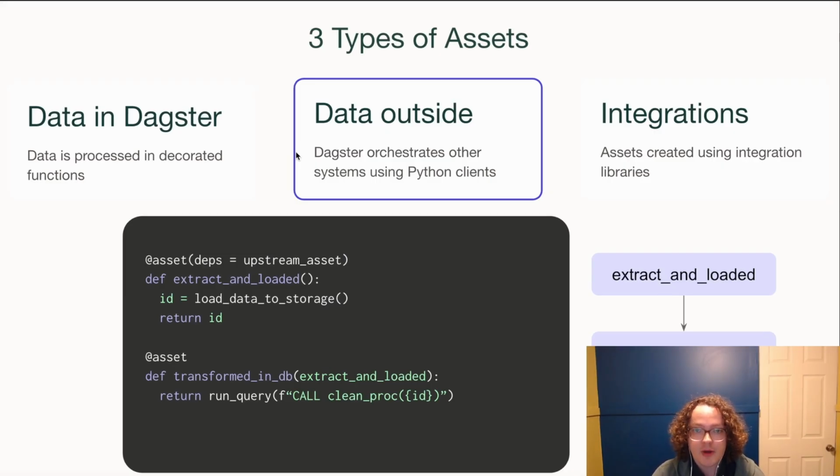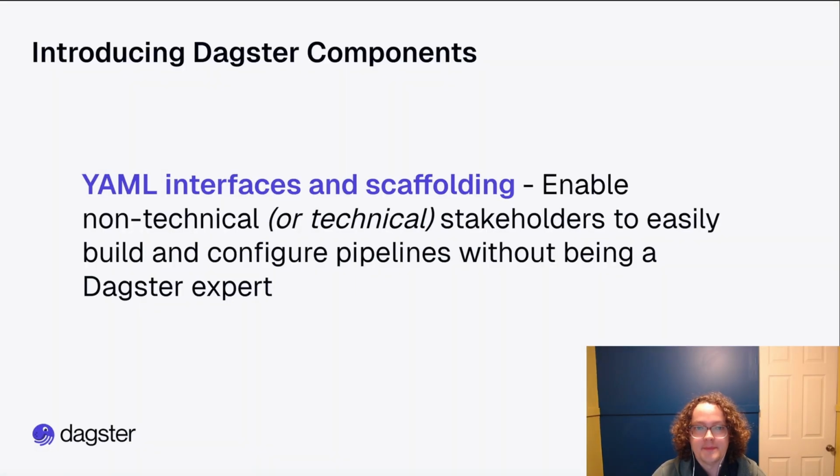However, you probably aren't going to write this for the thousands of assets that might end up in your data platform. So you can use integrations to make that easier, but you can also use something called components. We've built a bunch of components out of the box, but you can also define your own custom components. But before I talk about any of that, I want to talk about what a component is. A component in Dagster is a YAML interface and scaffolding system to be able to create Dagster assets and other Dagster objects without needing to write the Python code underneath. There is also a Python interface, so if you really don't like YAML, you can always use that.